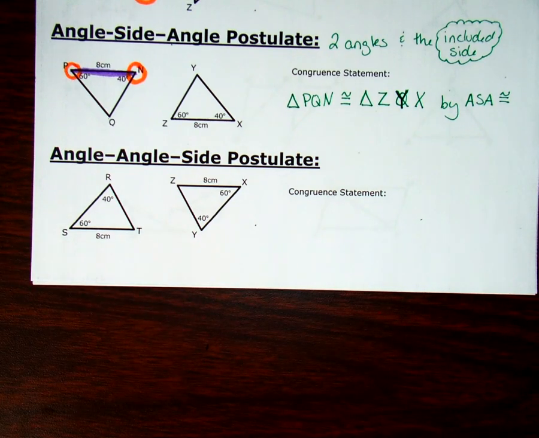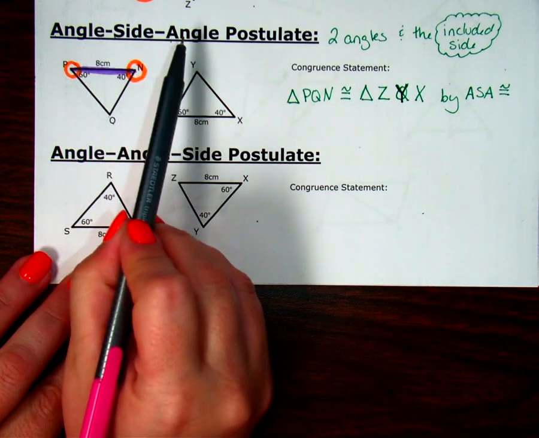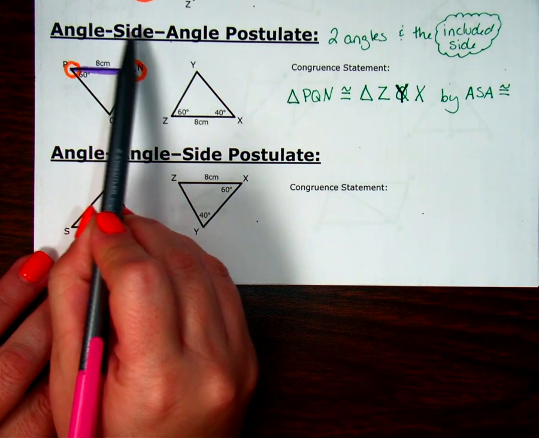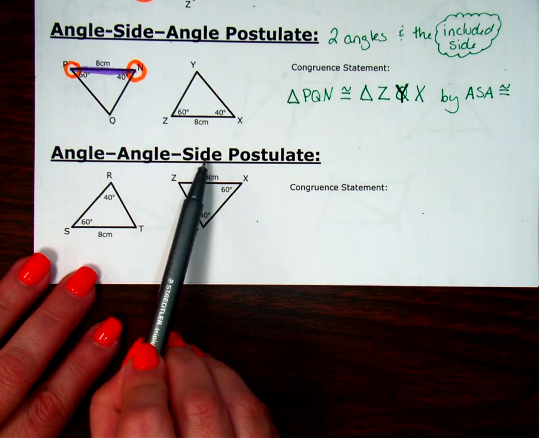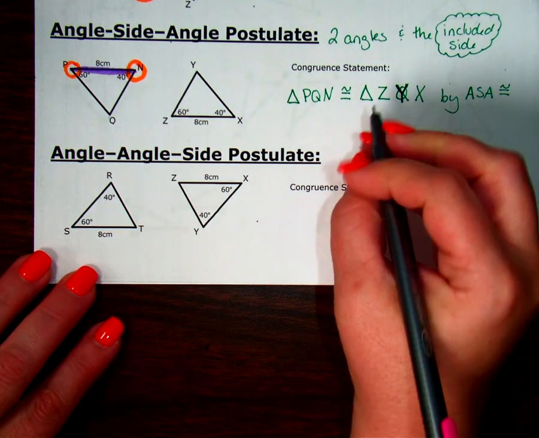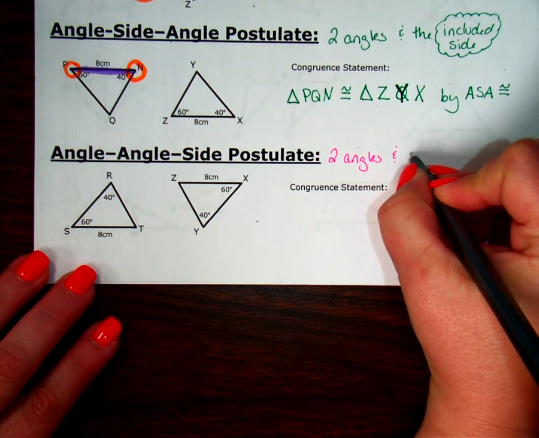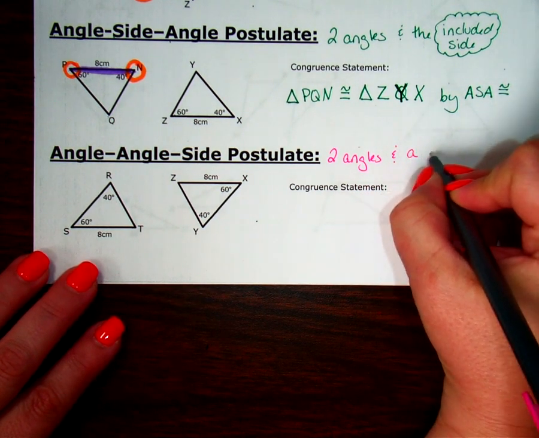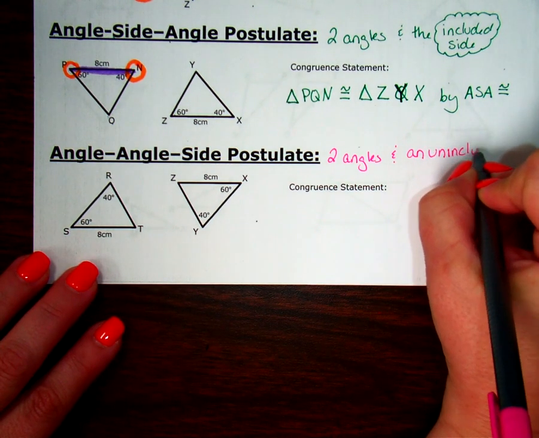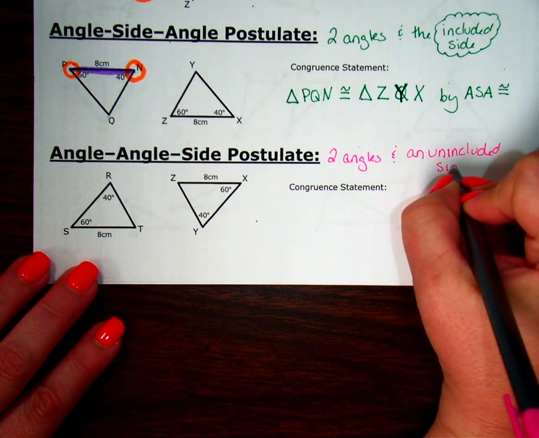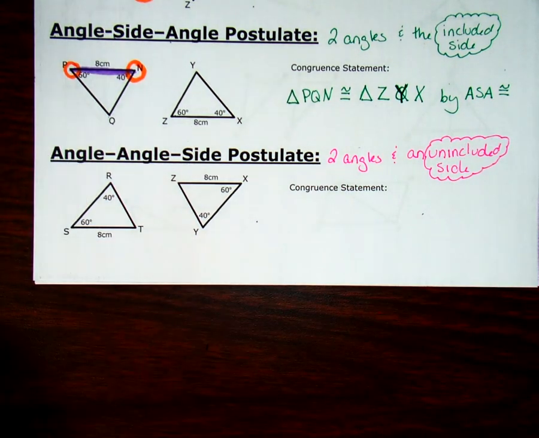When I look at the next one, angle, angle, side postulate, that's a little different than this one. It's still two angles and a side, but see how this side is in between the two angles, so we say it's included. This one's going to be two angles and an unincluded side. So it's not going to be between the two angles. It can only touch one angle. So let's look at what that looks like.